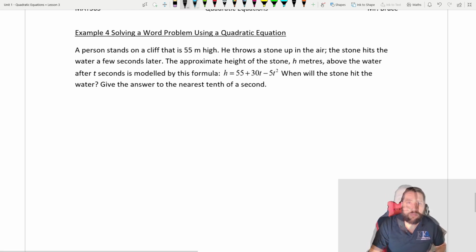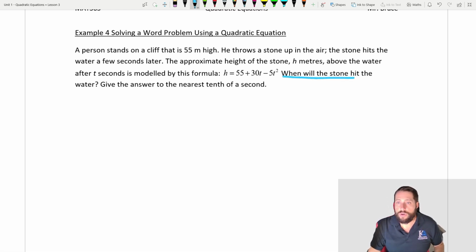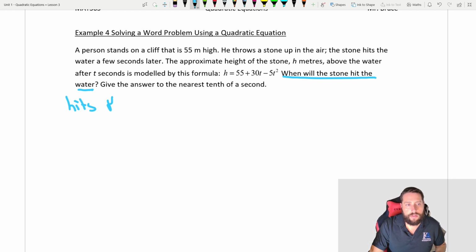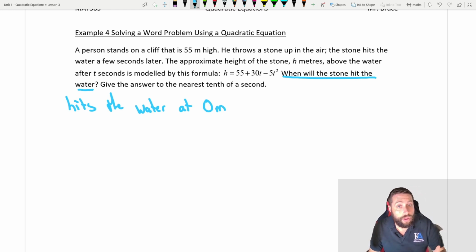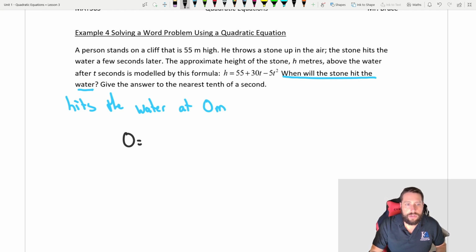Okay. So a big thing to look at here is the question itself. When will the stone hit the water? If it hits the water, how high is it? Well, it hits the water at 0 meters. That's when it hits the water. So that means that h is going to be equal to 0. If h is equal to 0, we can complete the square. So that means 0 is equal to 55 plus 30t minus 5t squared.